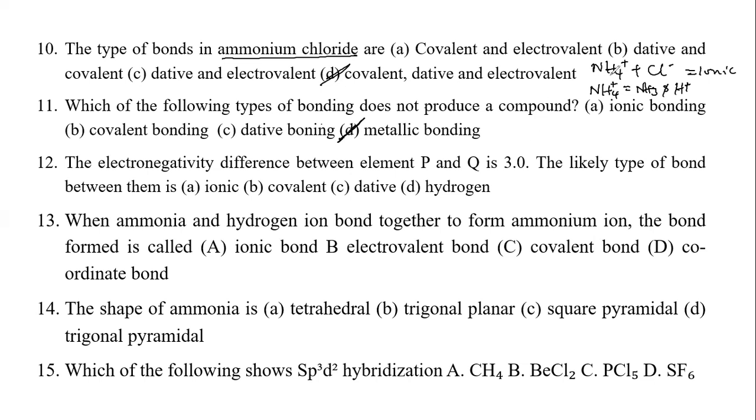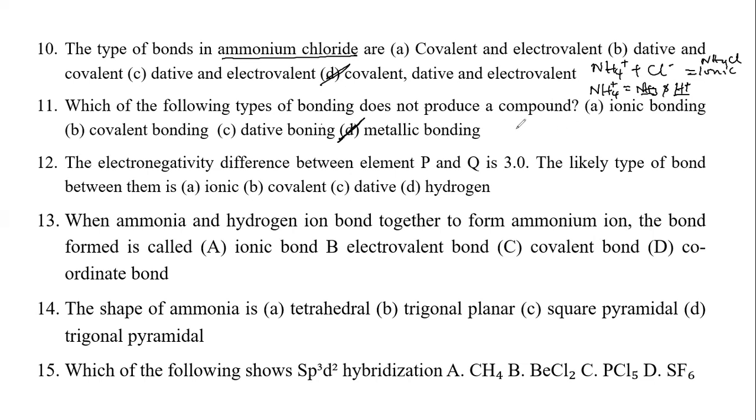Can you see this one now? This ion and this ion form ionic bonding. They form ammonium chloride. Ammonium chloride is entirely different from this and this. So this one also, this one, and this one are entirely different from this in dative bonding.